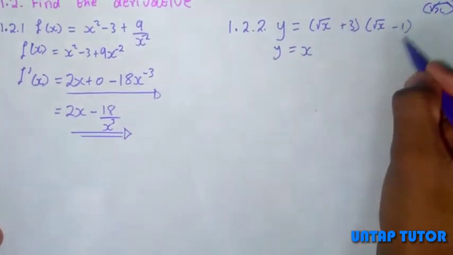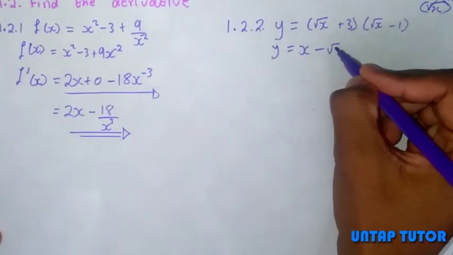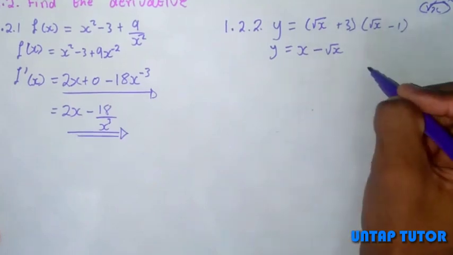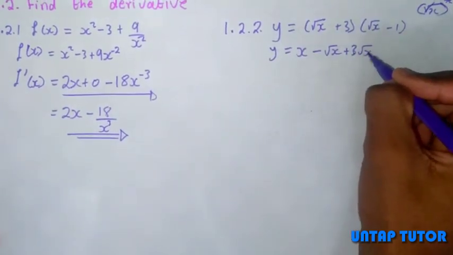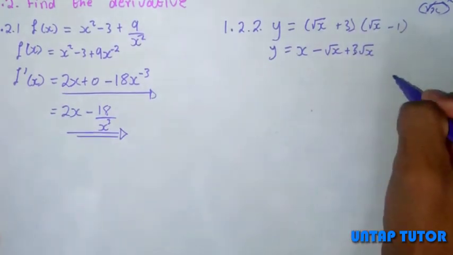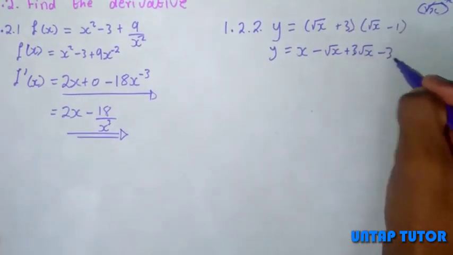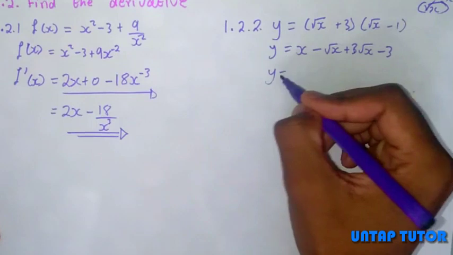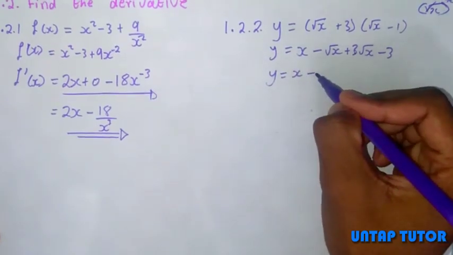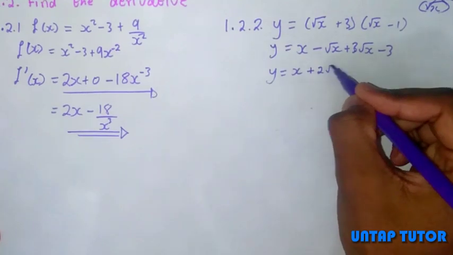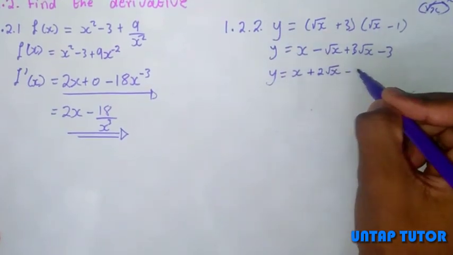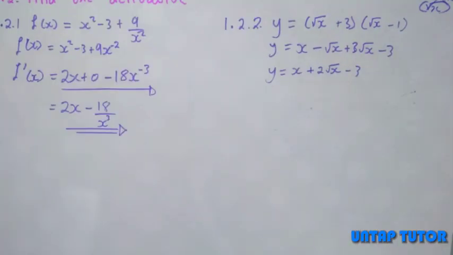And then root x times negative 1, it's minus root x. And then 3 times root x is positive 3 root x. And then 3 times negative 1, it's negative 3. So that gives us x plus 2 root x minus 3, if you add these like terms. So we don't have the brackets anymore.